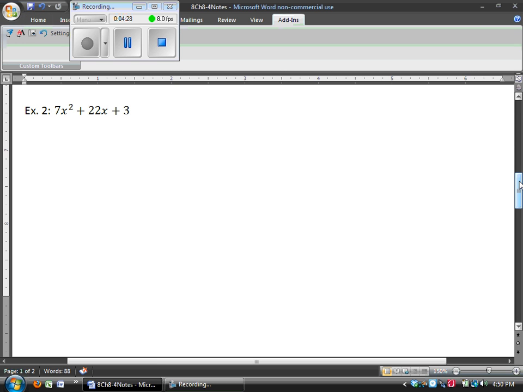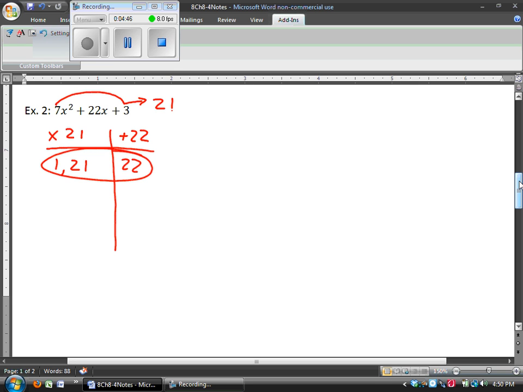So again, the first step, first times the last to get 21. So I need numbers that multiply to 21 and add to 22. Well, that seems easy enough. 1 times 21 is 21. 21 plus 1 is 22. Not a whole lot of thought that goes into that one. Okay. So I'll take 1 and 21, and I'll rewrite it. 7x squared. Replace the 22 with plus x plus 21x, plus 3.